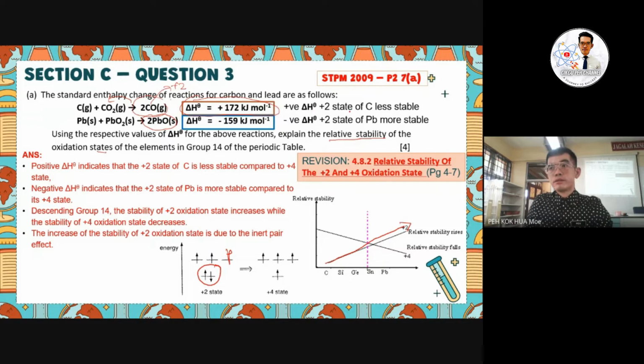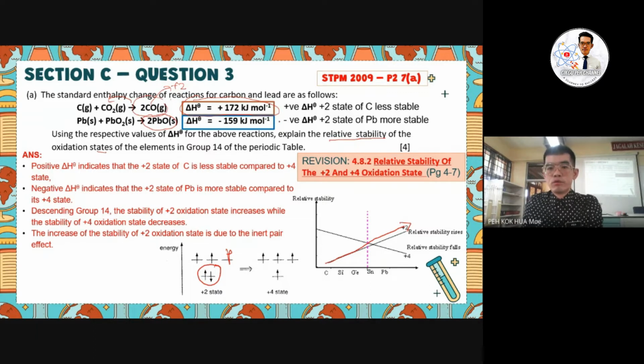Okay, so that means it's very simple: you can just see that a positive value will be endothermic, which is normally less stable. So forming carbon monoxide will be less stable. Carbon monoxide is in the +2 oxidation state, so the +4 oxidation state for carbon will be more stable than the +2 oxidation state.